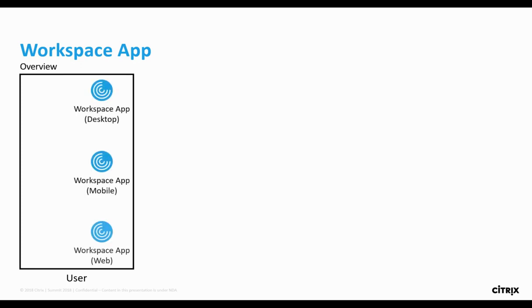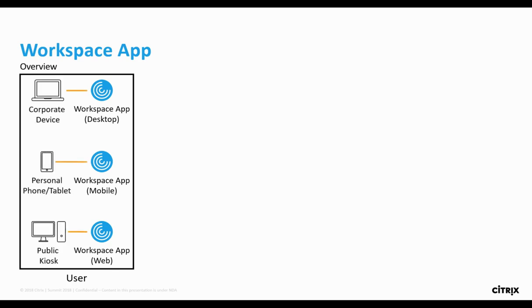Now let's look at Workspace App conceptually. There are actually 3 different flavors of Workspace App. You have Workspace App for the desktop, Workspace App for mobile devices, and Workspace App for web. And you might be wondering, why 3? Well, it's based on the device. If I have a corporate device, you're probably going to want to go down the Workspace App desktop version. This is deployable. This is an EXE package that you can deploy onto those different devices.